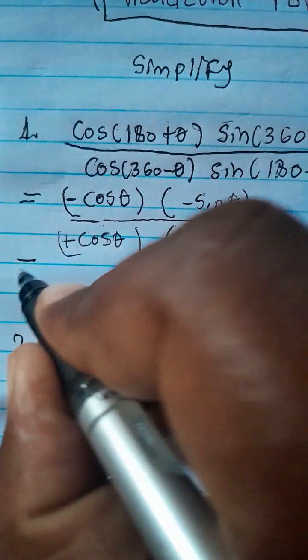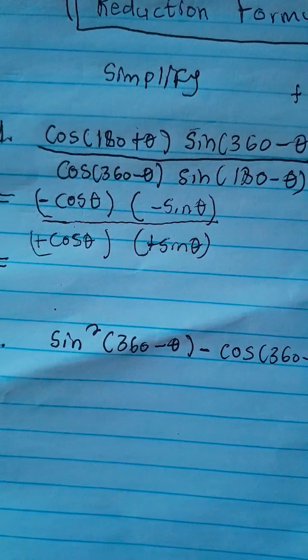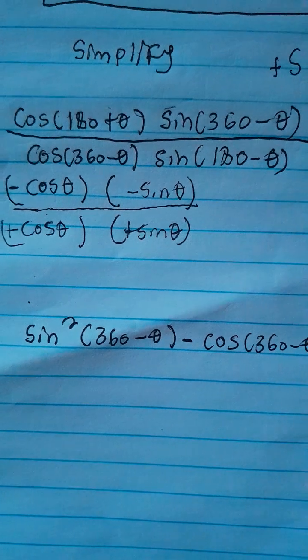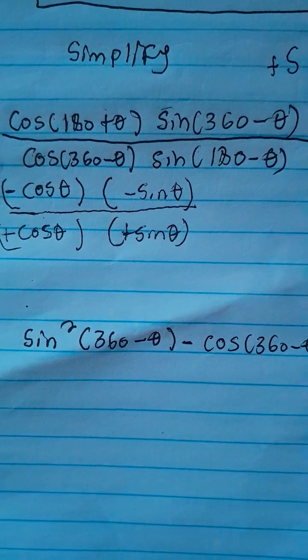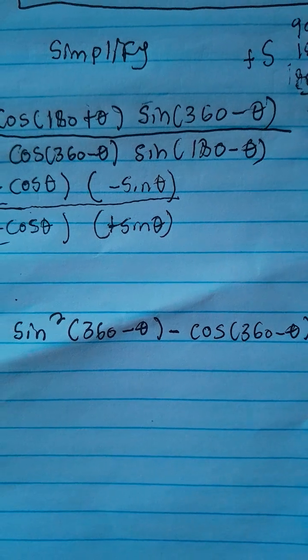Then what about our second step? Since these trigonometric ratios are multiplied by each other, we can cancel. We only cancel when they multiply or when there's division. You don't cancel when there's addition, and you don't cancel when there's subtraction. I hope I'm clear on that, right?